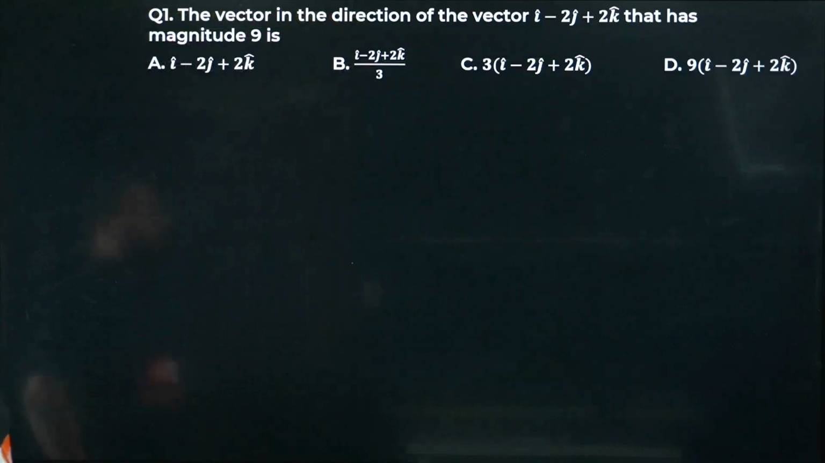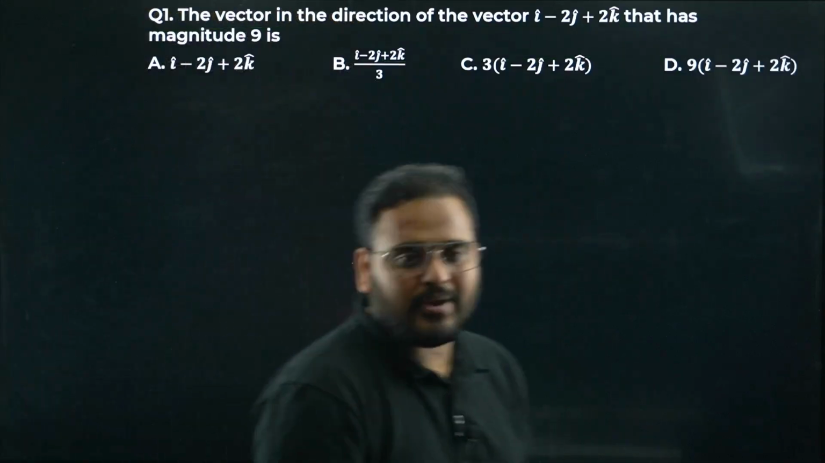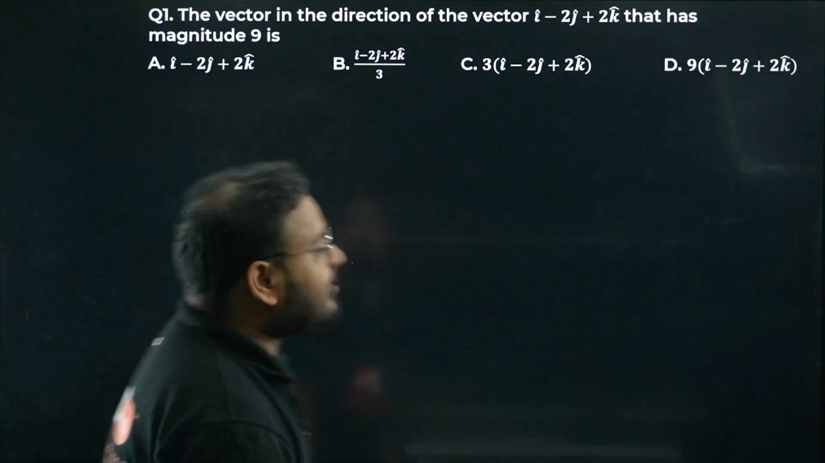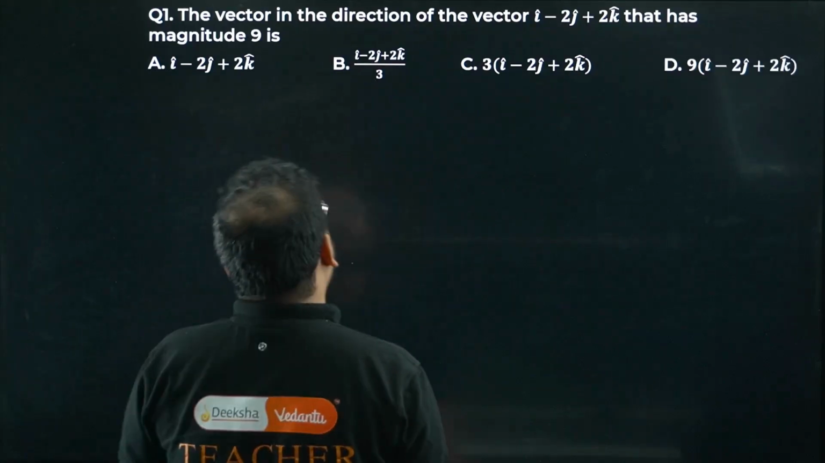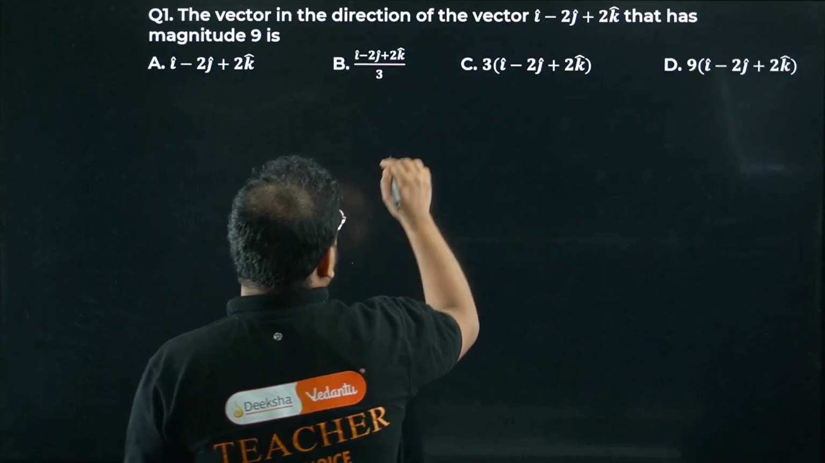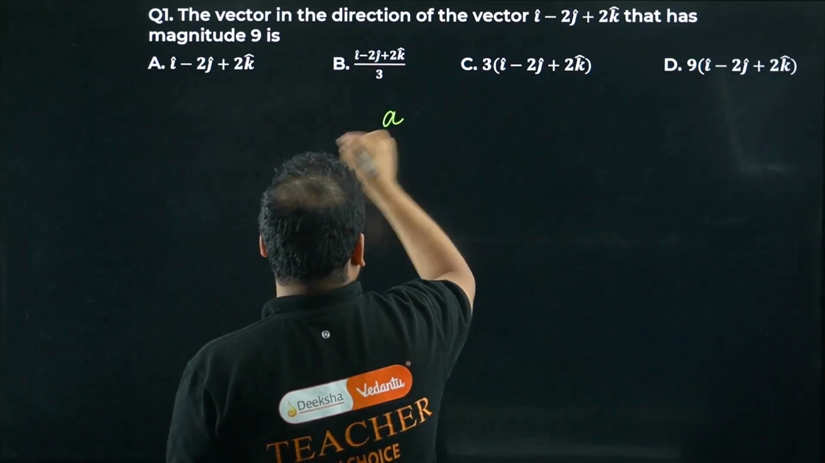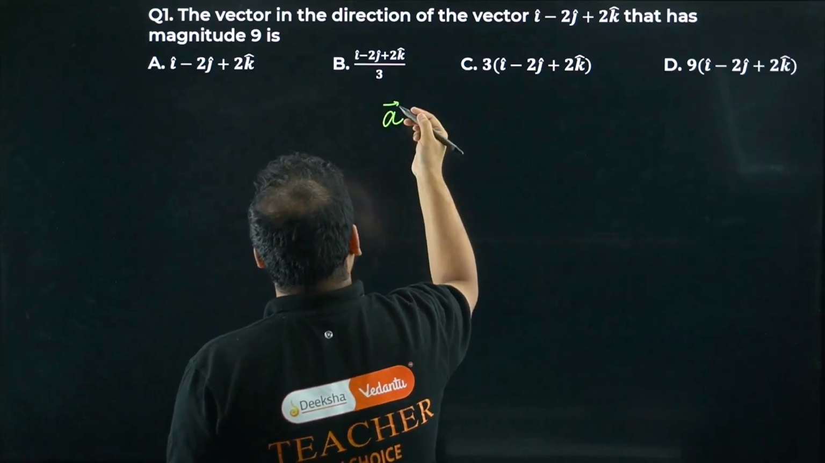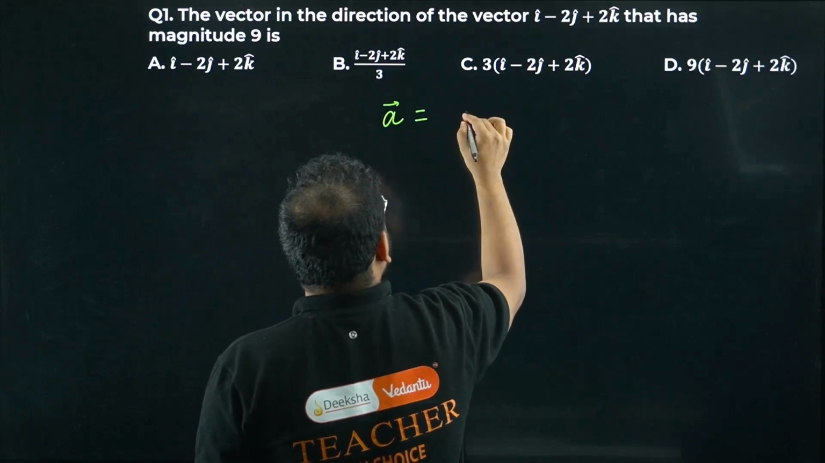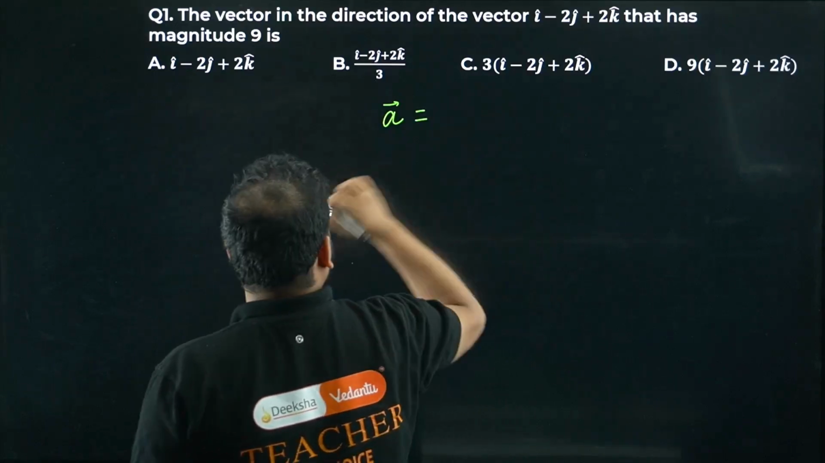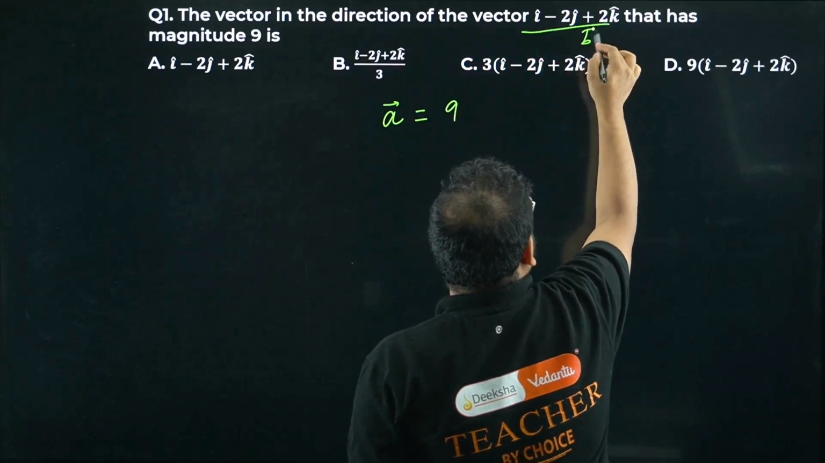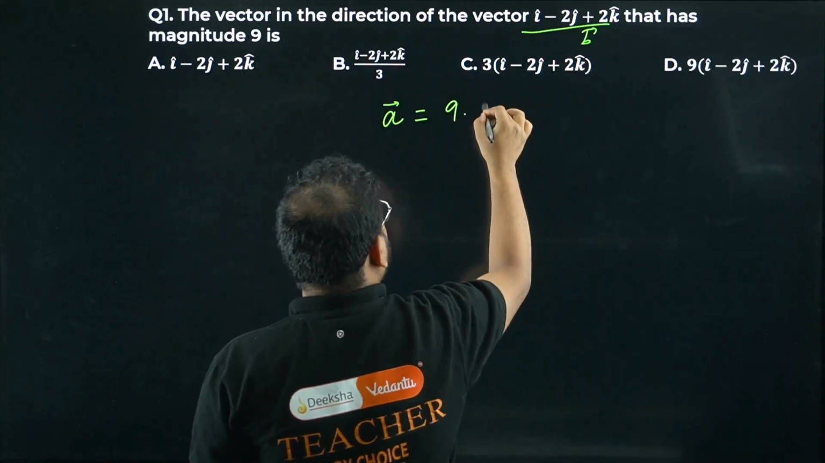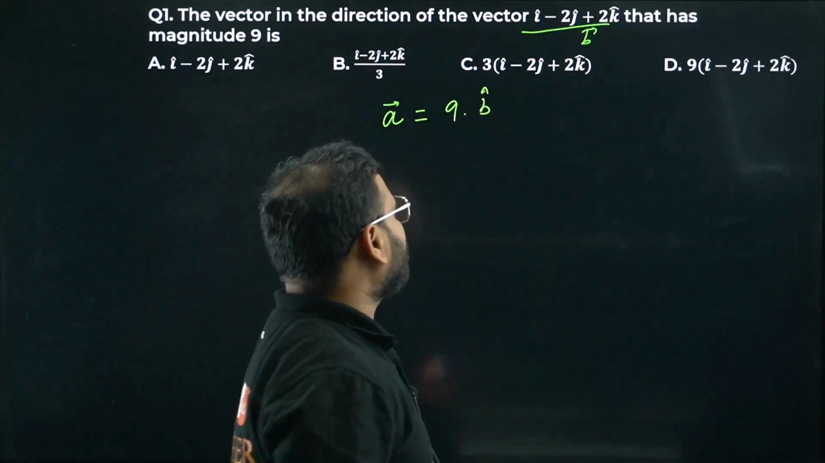Now we have to do question number 1. Let's solve it quickly. The vector in the direction of the vector i minus 2j plus 2k and has a magnitude of 9. Let's call this vector A. So A equals 9 times, let's call this vector B, 9 times B cap.